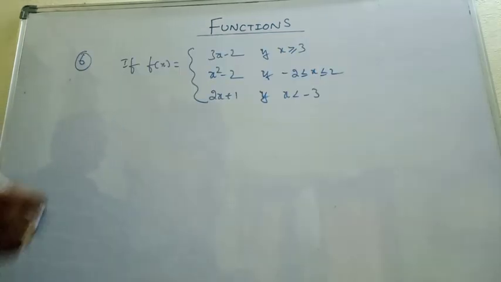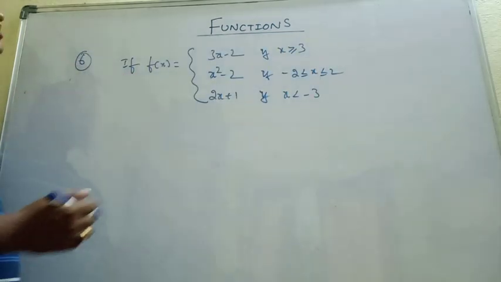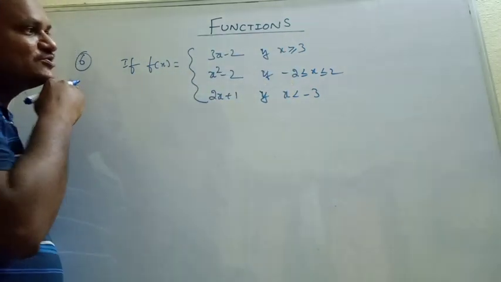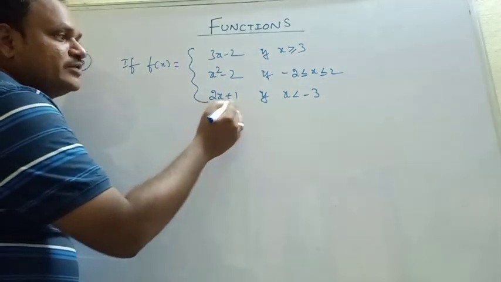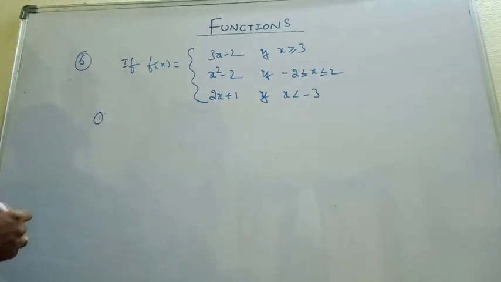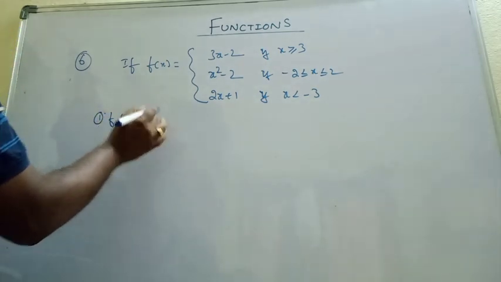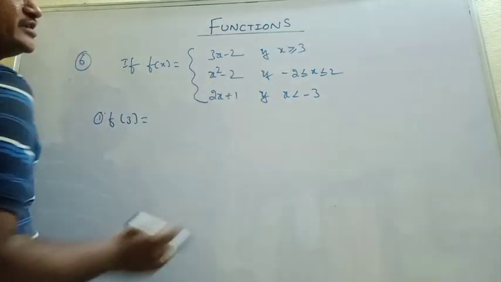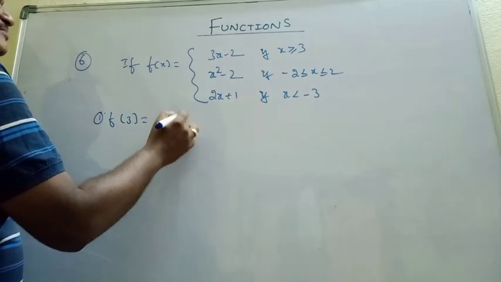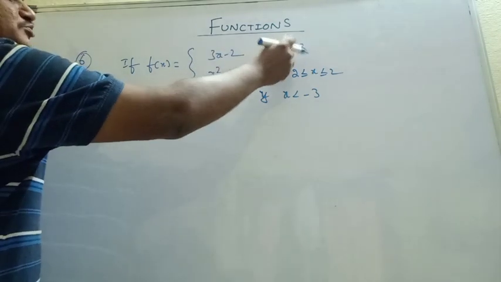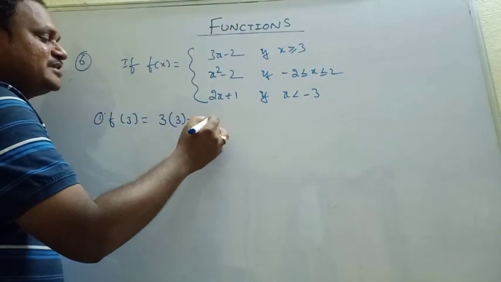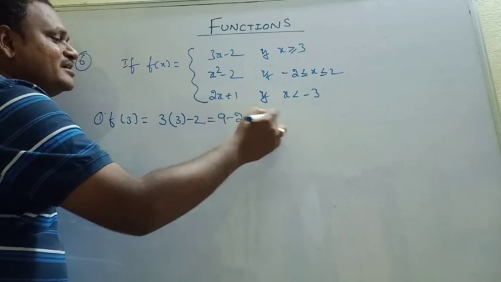Now we have another basic problem. If f of x equals 3x minus 2 if x is greater than or equal to 3, x square minus 2 if minus 2 is less than or equal to x less than or equal to 2, and 2x plus 1 if x is less than minus 3. Then they are asking to find, number 1, f of 3. For f of 3, x is greater than or equal to 3, so we take 3x minus 2. Here x equals 3, so in the place of x we take 3: 3 into 3 minus 2, 9 minus 2 equals 7. f of 3 is 7.